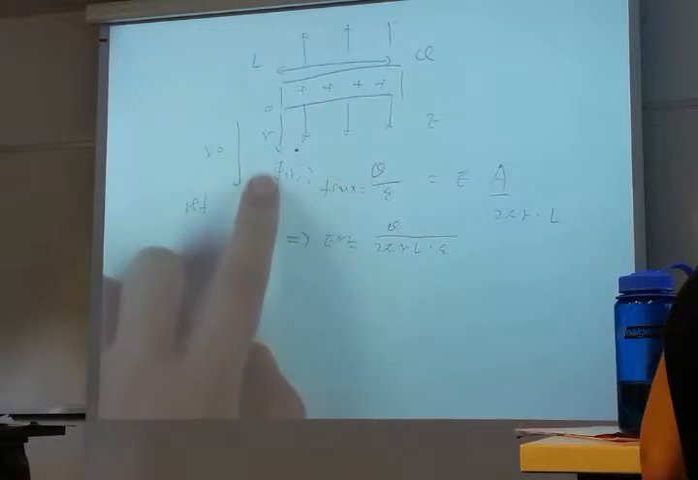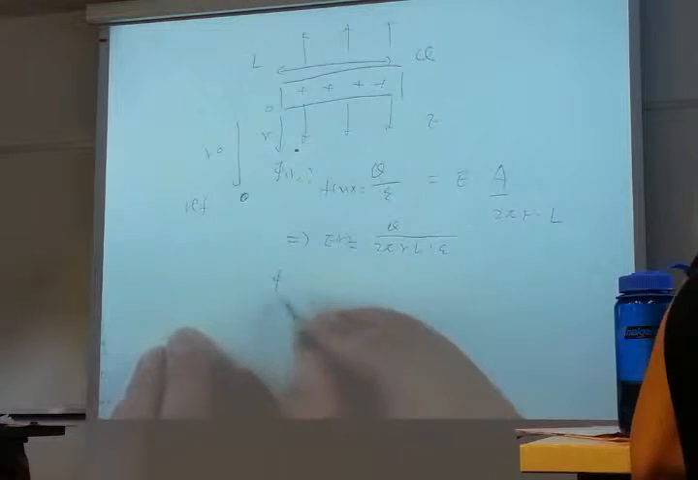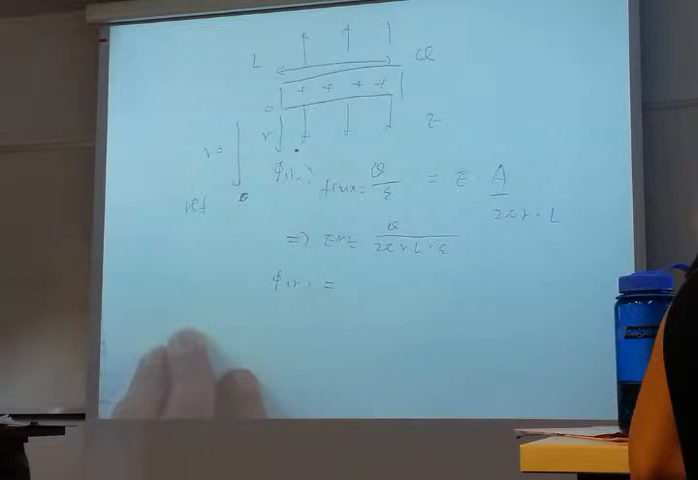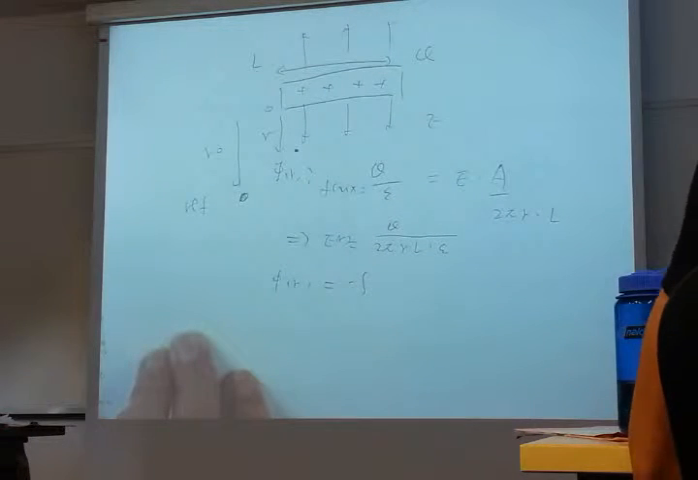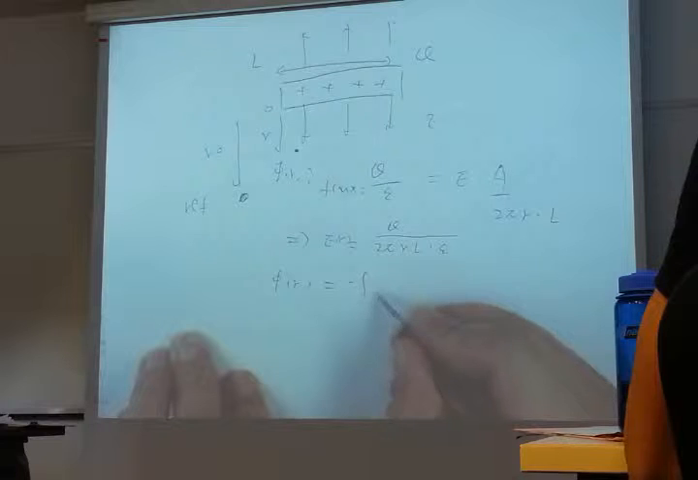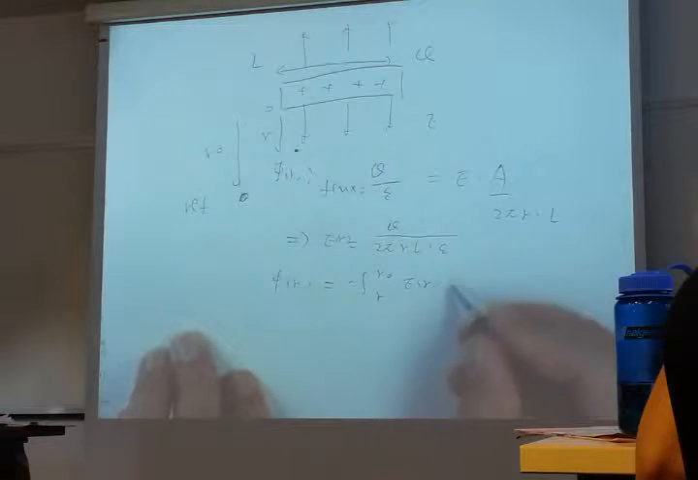So the potential at r is actually something like this. Phi of r will equal the integration from r to r naught of E_r dr.